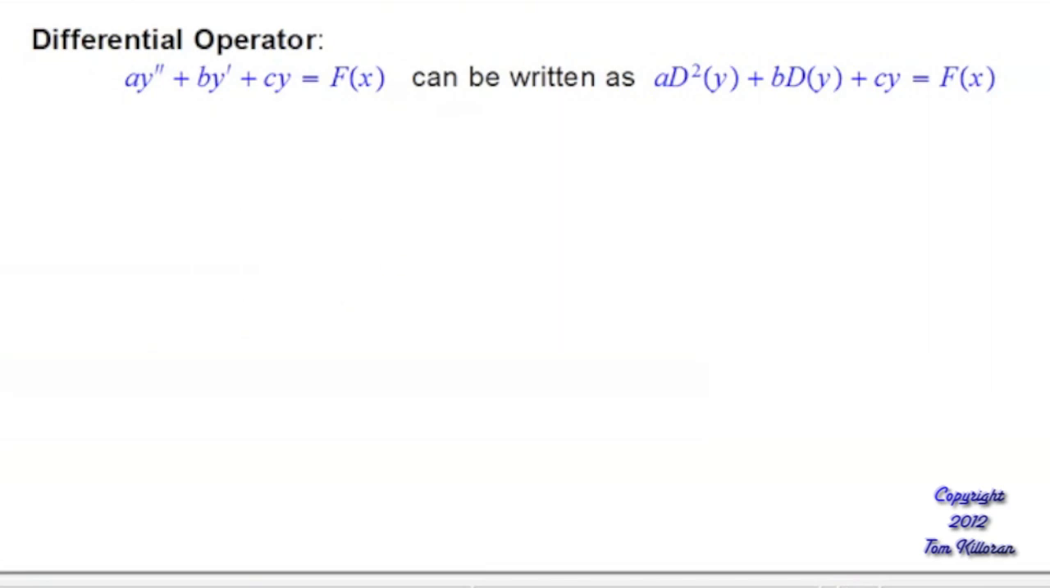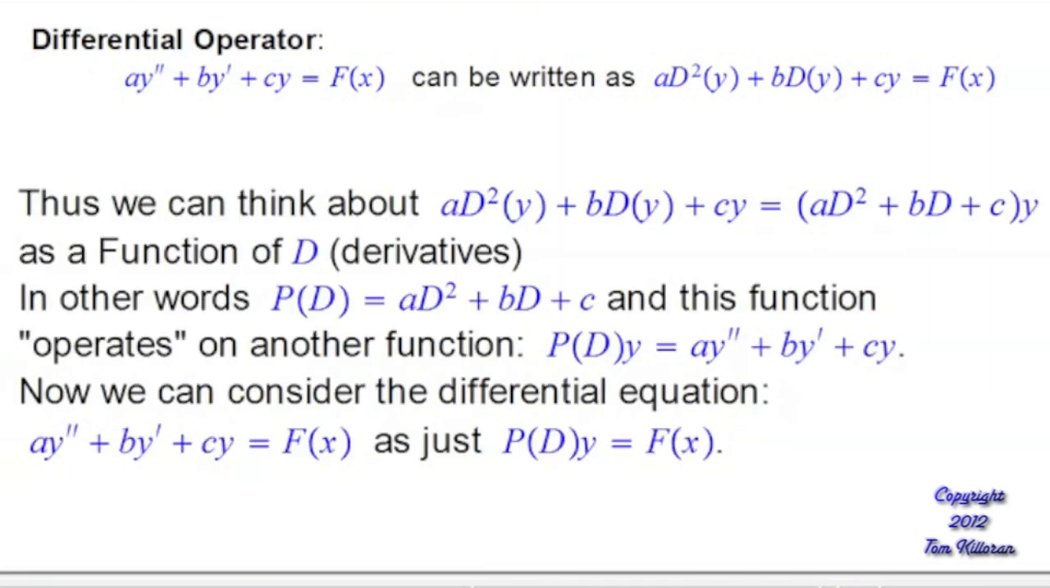So if we look at this differential, we can think of it as a function on its own. We're going to take our differential, pull out the y, and what is left behind is kind of like a polynomial with D as its variable, if you want to think of it that way. But it still is a derivative. So we're going to consider that a function of D, derivatives. We're going to call it this new p of D, equal to my derivative operator. And then this operates on another function.